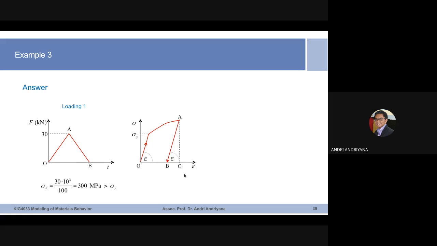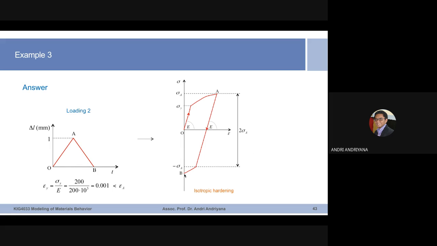Again, I will repeat. The idea here is that you can modify the strength of metals by deforming them plastically, such that the yield strength increases in tensile. You also need to observe whether the yield strength in compression changes, and if it changes, how it changes. Is it in an isotropic manner or a kinematic manner? In many cases, it is a combination of isotropic and kinematic hardening. So what I explained here are two extreme situations.